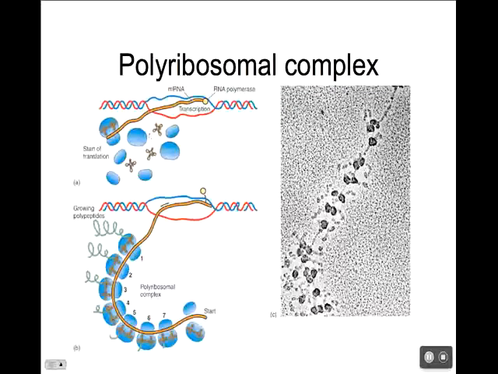What you're seeing here, it looks like beads on a string. This is this polyribosomal complex. This is one long piece of mRNA and multiple ribosomes on it. And each of those ribosomes you can see are synthesizing a protein. Right, so here you can see the protein that's being made by that ribosome. Lots of ribosomes along one piece of mRNA.